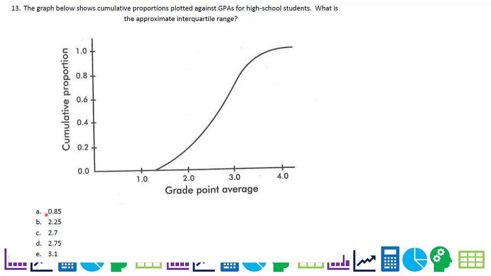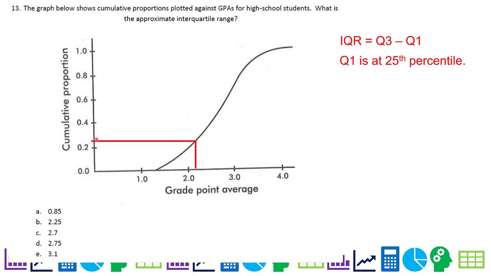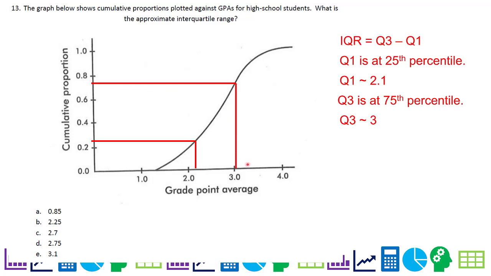Number 13, the graph below shows cumulative proportions plotted against GPAs for high school students. What is the approximate interquartile range? So IQR is Q3 minus Q1. Q1 is at the 25th percentile. So I'm going to start here very close to the 25th percentile and figure out what GPA applies there. Looks like it's just a little over 2, so we'll say 2.1. Then I've got to go find Q3, which is at the 75th percentile, and we find out that's very close to 3. IQR is the difference between those two, and I'm getting about 0.9, and the answer closest to that is 0.85.